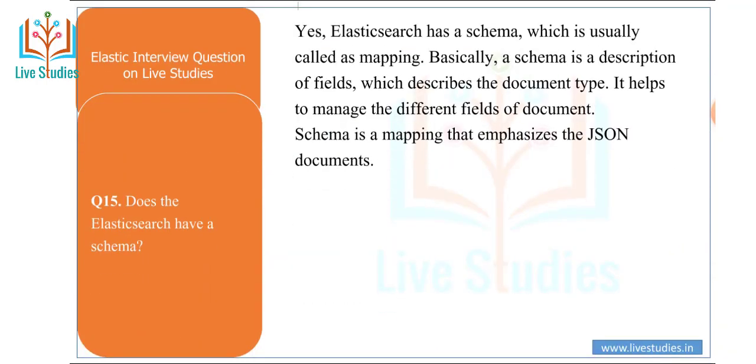Another question is, does Elasticsearch have a schema? The answer is yes. Elasticsearch has a schema which is usually called a mapping. Basically, a schema is a description of fields which describes the document type. It helps to manage the different fields of a document. Schema is a mapping that emphasizes the JSON document.